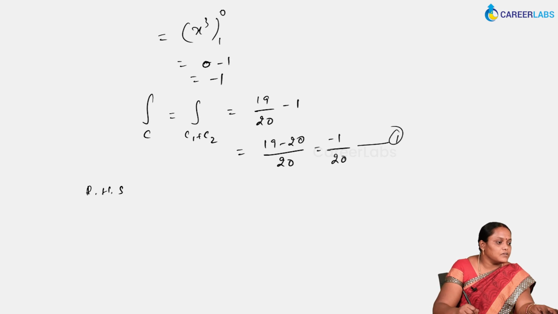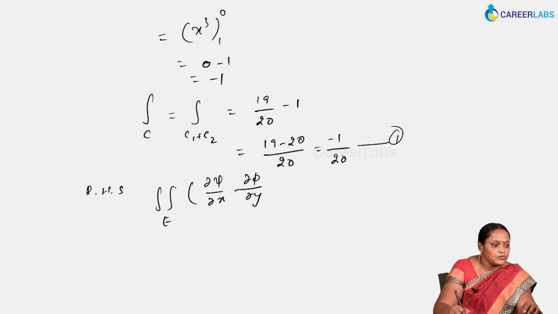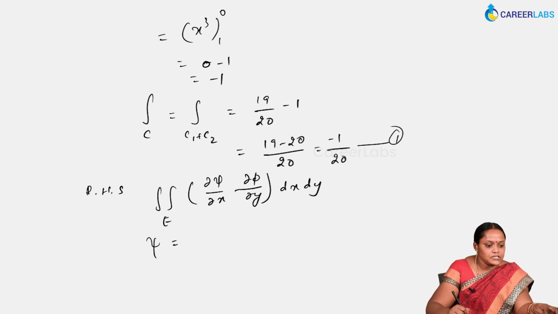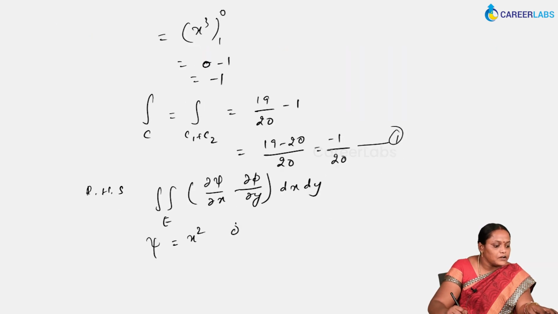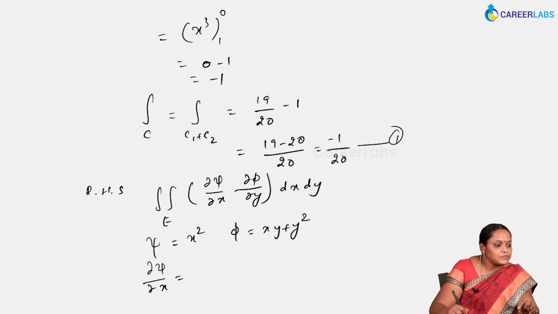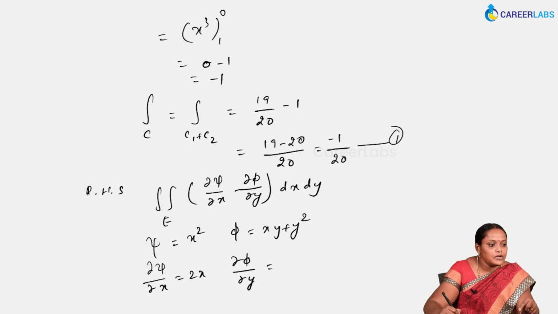So in the right hand side we have double integral over E of dou xi by dou x minus dou phi by dou y into dx dy. So we have got the function xi is equal to x square and phi is equal to xy plus y square. So now let us differentiate this term. Dou xi by dou x will be 2x and dou phi by dou y will be equivalent to x plus 2y, right.